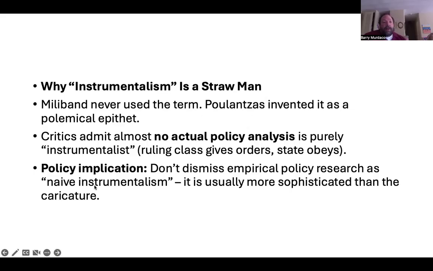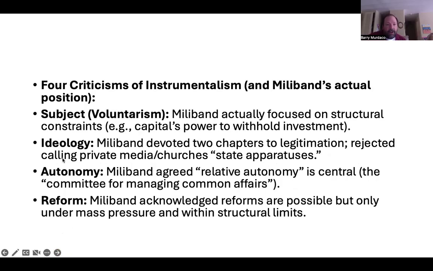So moving into this idea that Miliband was an instrumentalist and didn't understand how the structure constrains political actors. Barrow shows, I think, quite convincingly that this is a straw man argument. This is not an accurate representation of Miliband's actual view. If anything, it applies much more to Mills than it does to Miliband, like I already said. Critics admit almost no actual policy analysis is purely instrumentalist. In other words, that the ruling class just gives orders and the state obeys. That's much too simplistic of a view. Don't dismiss empirical policy research as naive instrumentalism. It is usually more sophisticated than the caricature.